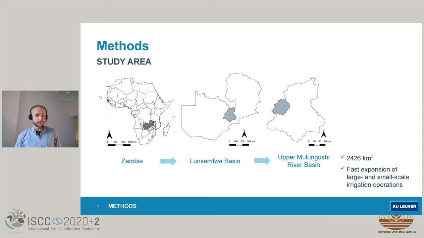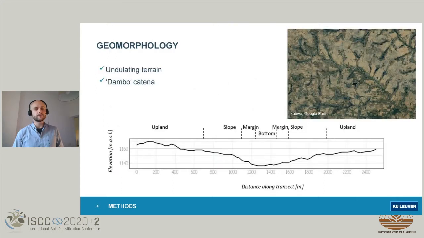Now, the location of the study area is within Zambia, which is largely covered by the Zambezi River Basin, as you can see here. We worked in the gray area on the right map, the Upper Mulungushi River Basin, covering an area of about 2,400 square kilometers. We selected that area because there was a fast expansion of large and small scale irrigation taking place in this area. Also good to know is that for this sampling campaign, we had about 4 weeks time. So this is quite a large area to cover in that time period.